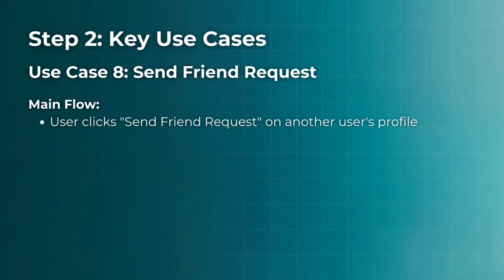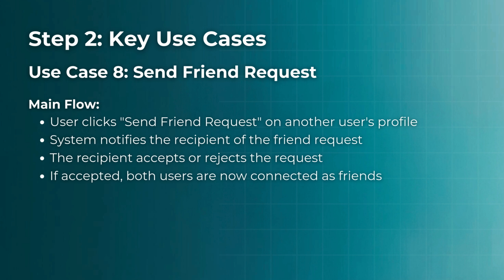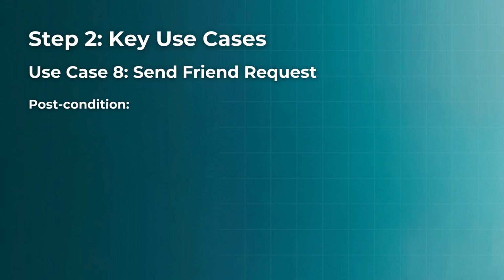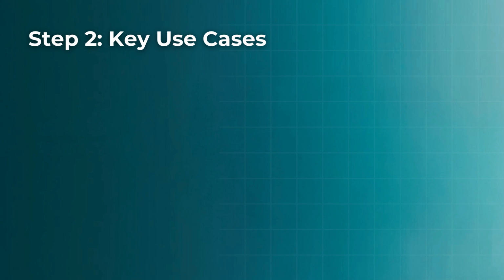First, the user clicks the Send Friend Request button prominently displayed on another user's profile. The system instantly generates a notification for the recipient, informing them of the incoming friend request. Then, if the recipient chooses to accept, both users are officially connected as friends. And the system updates their mutual connection status. Once the flow is complete, the friend request is successfully sent, and the recipient is notified.